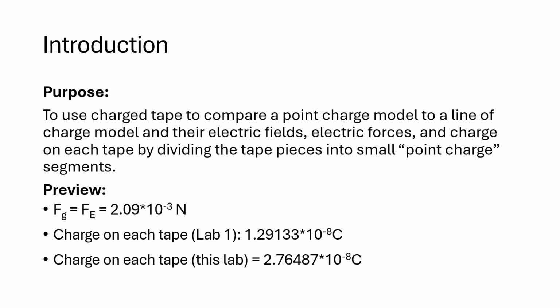For the preview, the magnitude of the gravitational force equals the magnitude of the electric force, which is about 2.09 E negative 3 newtons. The charge on each tape from Lab 1 was about 1.29 E negative 8 coulombs, and the charge on each tape from this lab was about 2.76 E negative 8 coulombs.